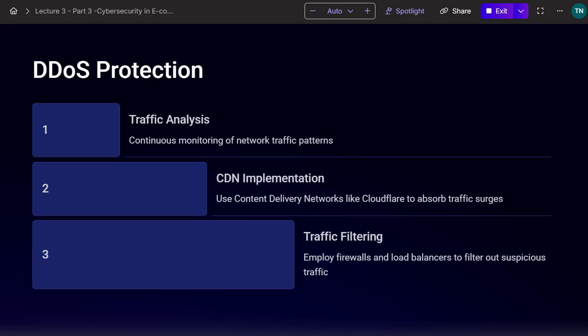Now we consider DDoS protection: traffic analysis, CDN (content delivery network) implementation, and traffic filtering. First, continuously monitor network traffic patterns to detect any unusual spikes or anomalies that indicate a DDoS attack.